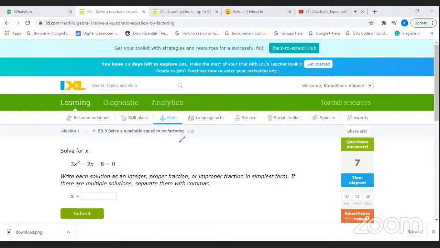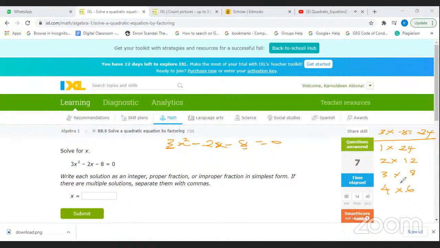From what we can see here, we have 3x squared minus 2x minus 8. So in this case, we do it the same manner. Multiply the coefficient of x squared by the constant. So 3 times minus 8 will give us minus 24. So what are the factors of minus 24? 1 times 24, 2 times 12, 3 times 8, 4 times 6. I think that's all.